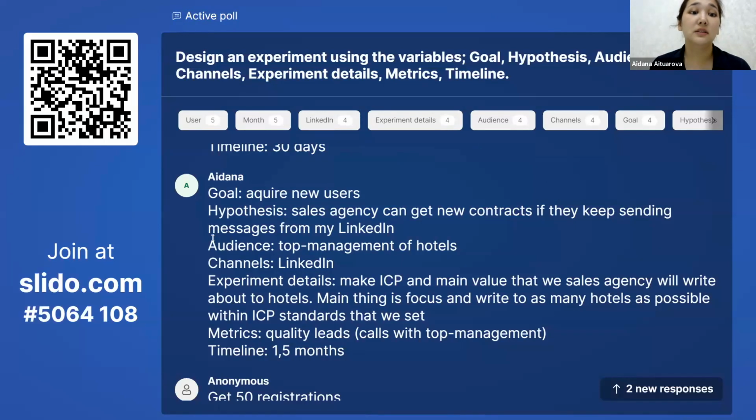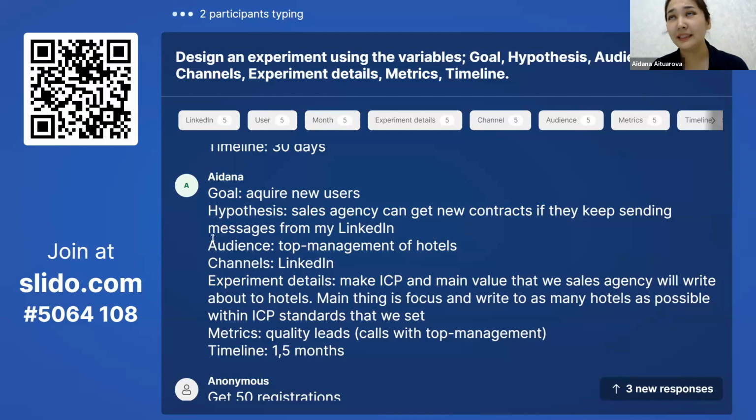Channels is LinkedIn, and we are giving them 1.5 months. Our expectations from them are at least 10 calls with top management. And we expect from 10 calls, maybe 2 contracts signed. We'll see if this works or not. If yes, we will keep doing it.